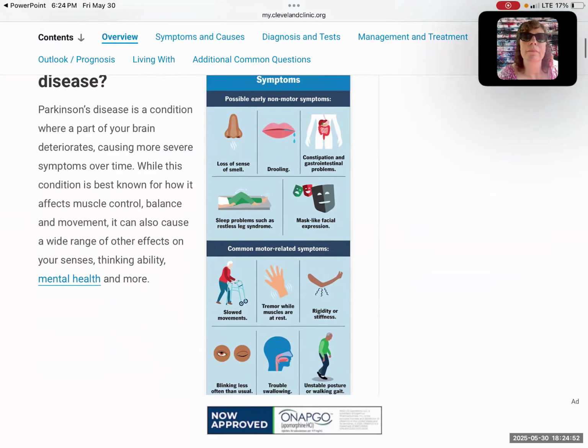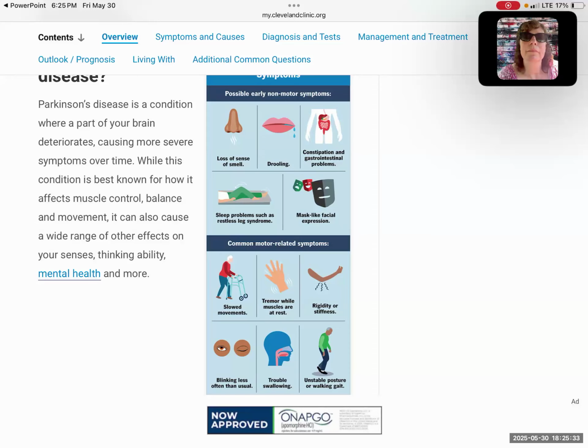Tremor while muscles are at rest. Rigidity or stiffness of muscles. Blinking less often than usual. Trouble swallowing, and they can actually aspirate. An unstable posture or walking gait. So usually they need a walker or something for help. Unfortunately, there's no cure at this time. If we were able to do cell division in our brain, that would help, but we don't.